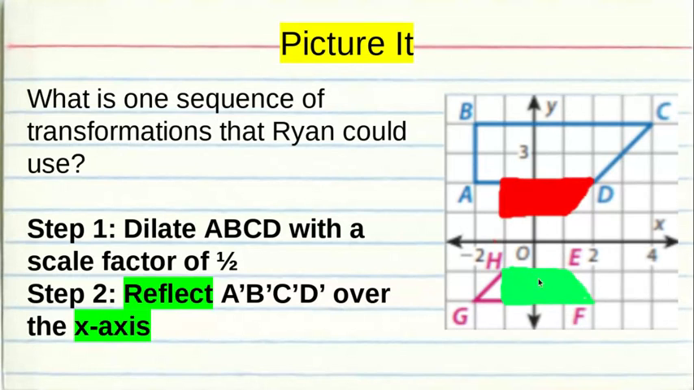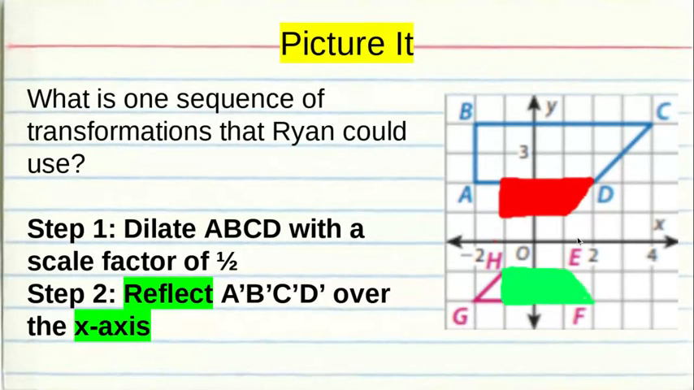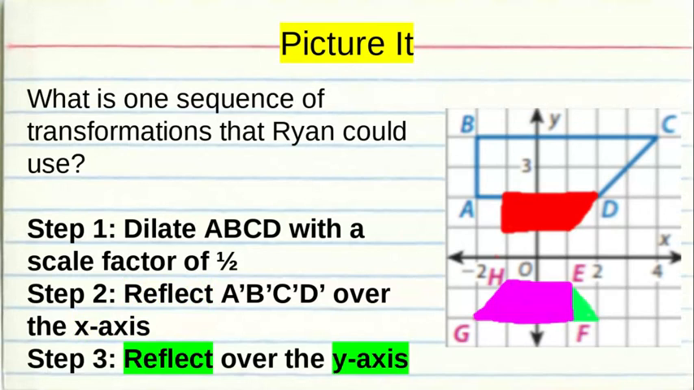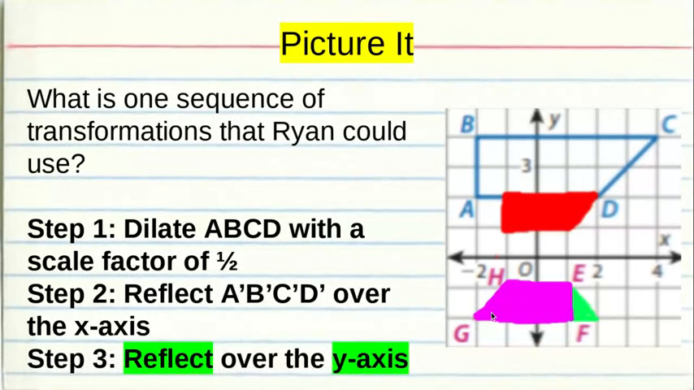We can see we're not quite mapped onto our HEFG figure, which means there's one more step in our sequence, which is to reflect over the y-axis. So once we take that figure in green that we had from step 2 and reflect over the y-axis, we will see that it matches up with our figure HEFG. Remember that when we reflect over the y-axis, that's when your y values will stay the same, but your x's will become their opposites.